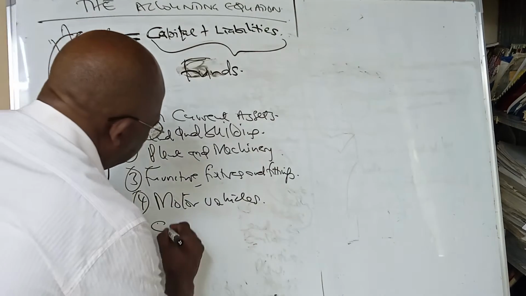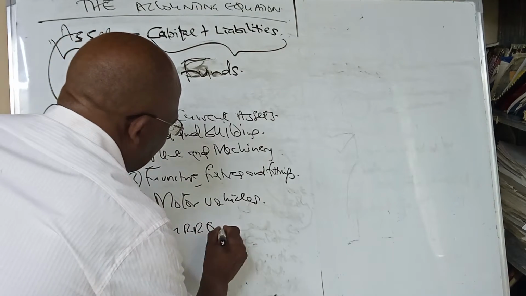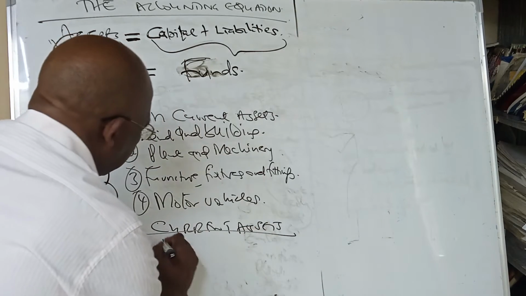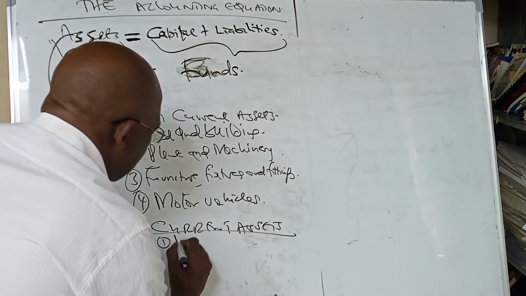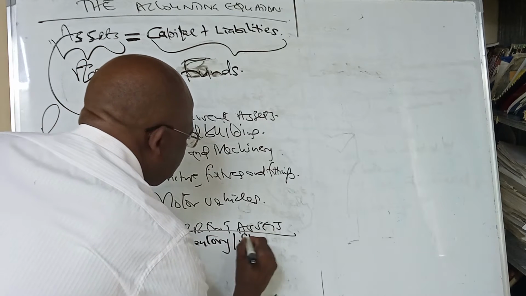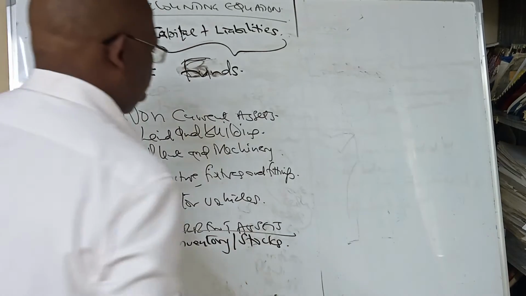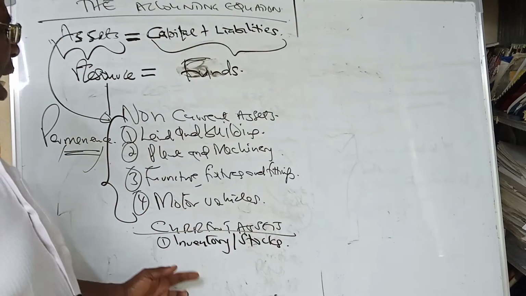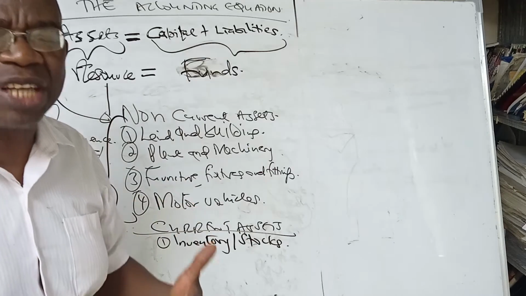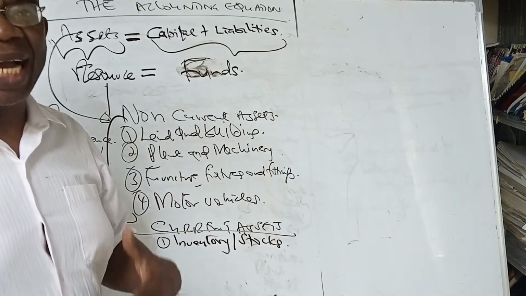And then we talk of current assets. Current assets include, number one, inventory. We also call it stocks. What is inventory? Inventory is whatever we buy to sell.